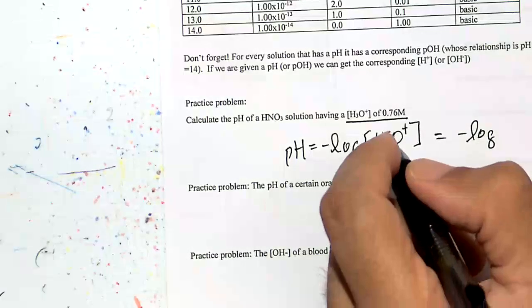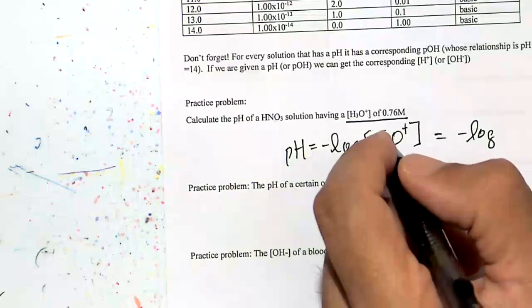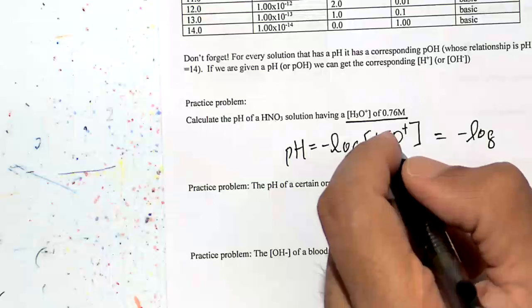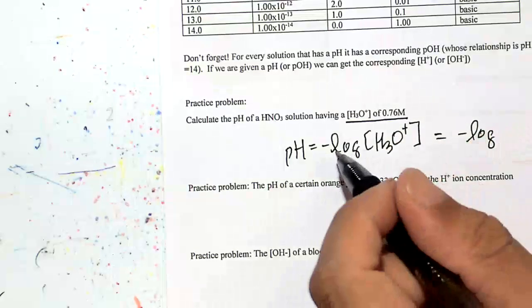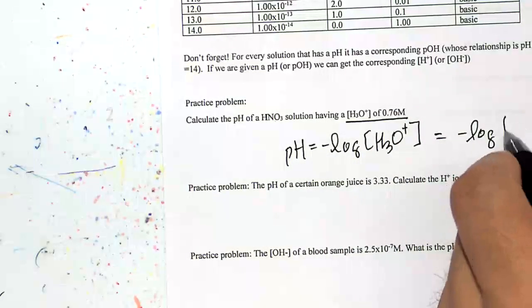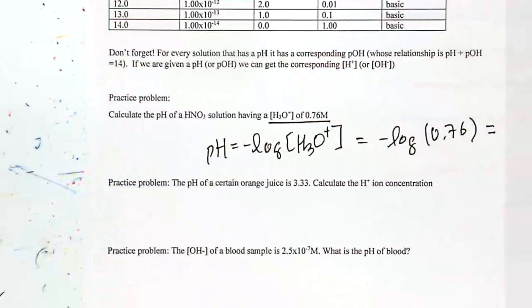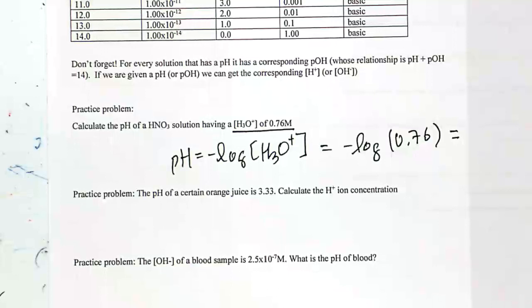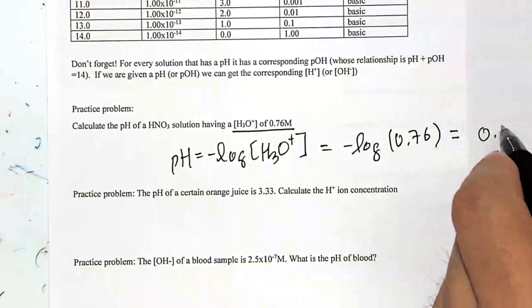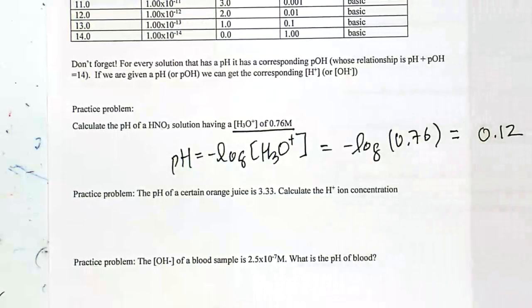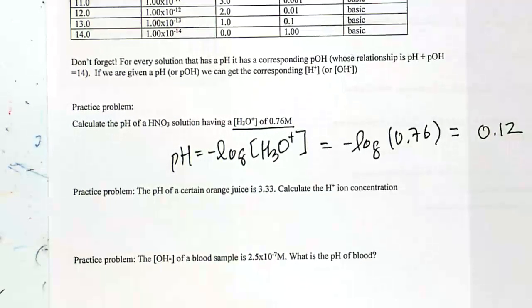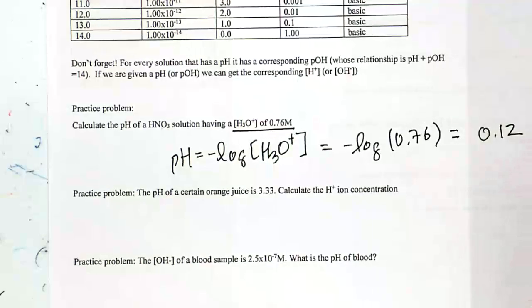What is the concentration of H3O plus? Again, we're assuming close to 100% or 99% ionization, so it's just going to be minus the log of 0.76. And what is that on our calculator? Minus log 0.76, 0.12, okay? Is the answer. Another thing, pH has no units, it's just a scale.